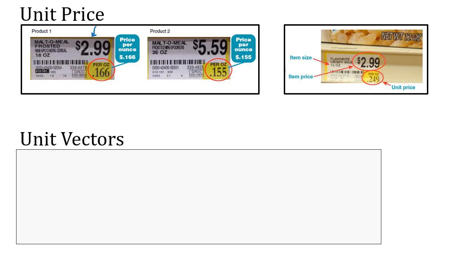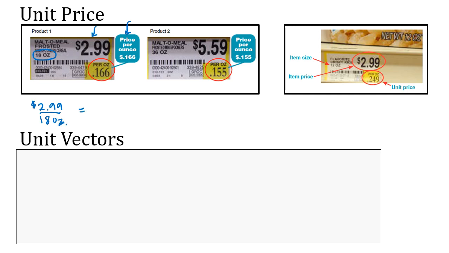You see in this example, the first one for product 1, that there is a price of $2.99, and that is for 18 ounces. Now, circled, it says per ounce. This is the price per ounce. That price per ounce is 0.166. Where does that come from? Well, notice how this is listed. It says price per ounce. So that 0.166 comes from taking the price, $2.99, and dividing it by the number of ounces, so 18 ounces.